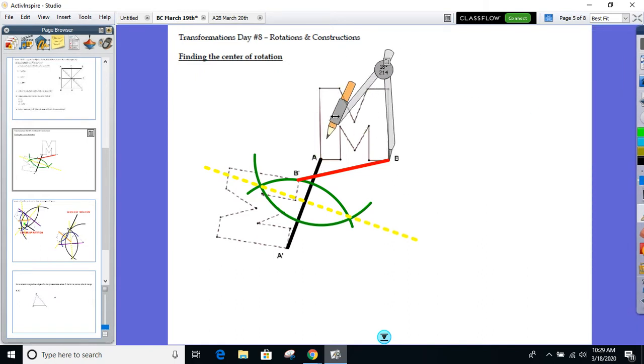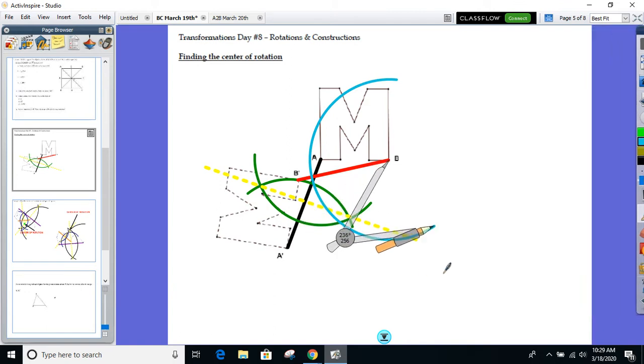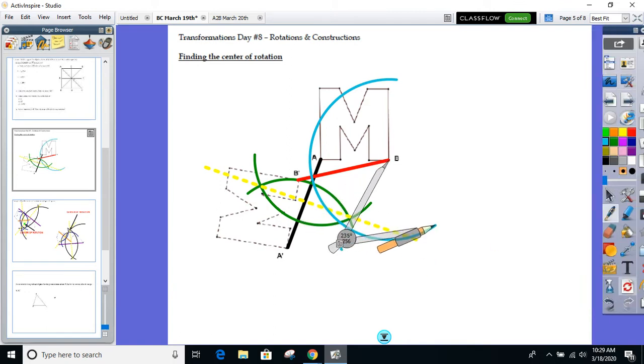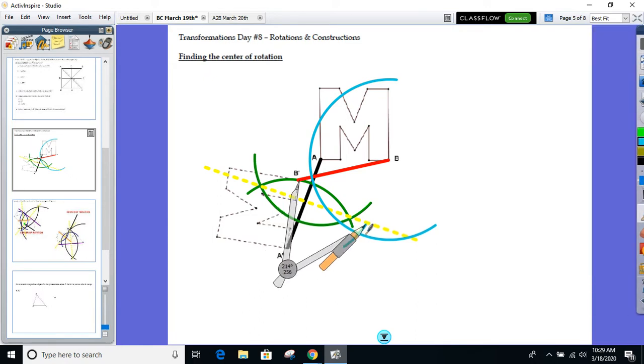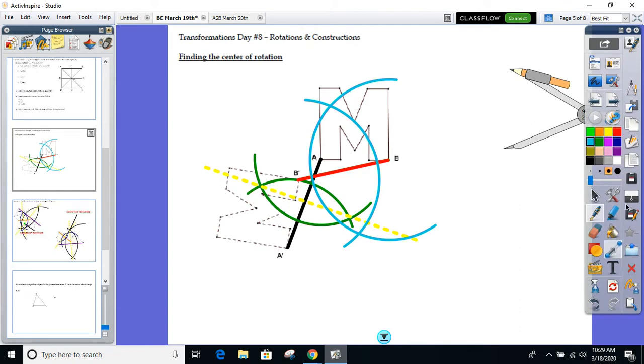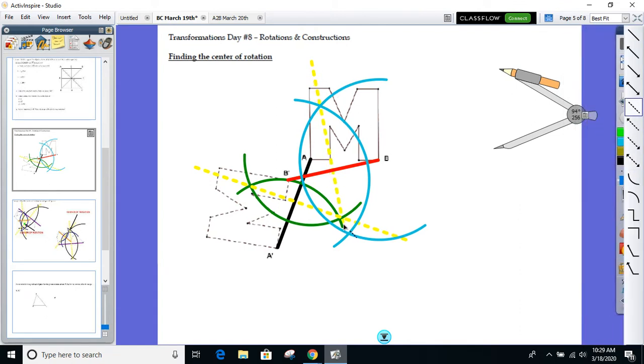So open up my compass more than halfway, get a new color. Keep the compass opening the same. Come on over to the other endpoint and draw another arc so they intersect twice. Compass out, straight edge in. Draw through your perpendicular bisector.